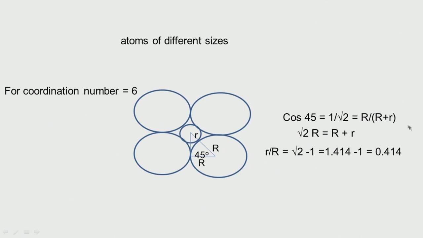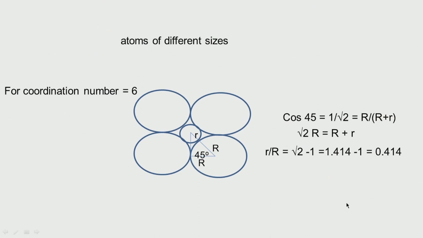This is from our geometry, which we must have studied in our 10th standard. So cos 45, which is 1 by square root of 2, equals r divided by R plus r. If I rearrange this, square root of 2 r is equal to R plus r. Then I divide by capital R, and I end up with r by R equal to square root of 2 minus 1. Square root of 2 is 1.414, minus 1 is 0.414. So the ratio of the radius, the small r by capital R, is 0.414.